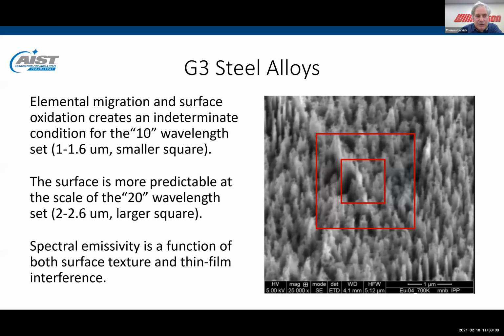So for plants that do run generation 3 advanced high strength steels, you do need to use the 20 wavelength, a wavelength longer than 2 microns, in order to produce a true temperature reading.